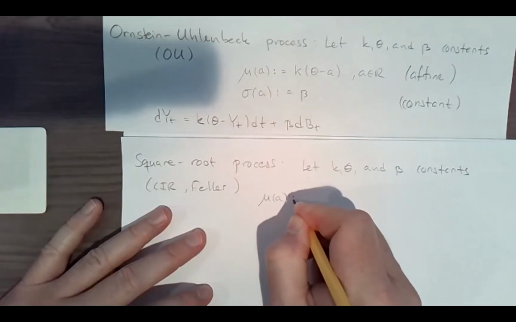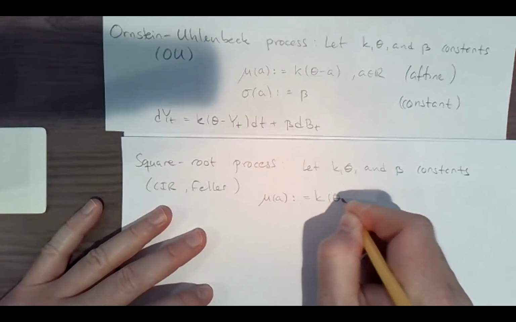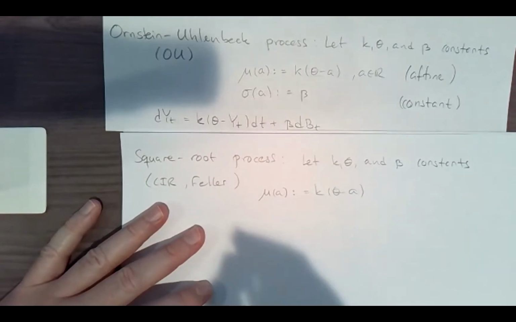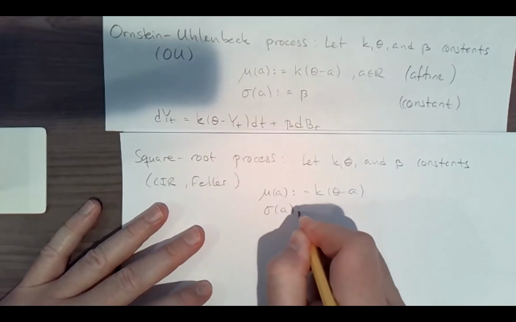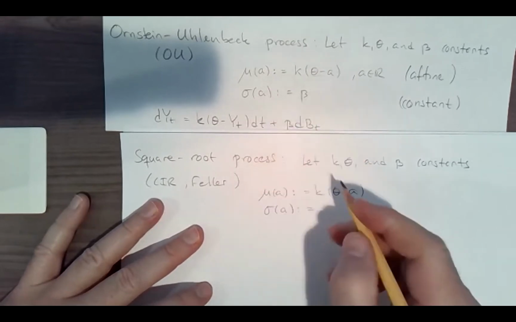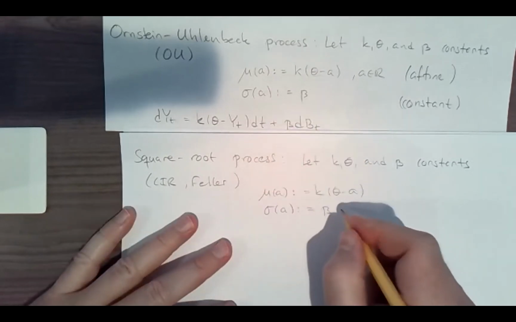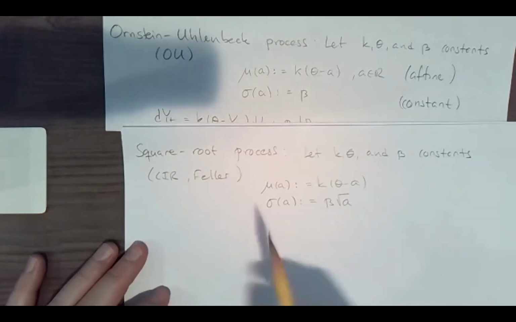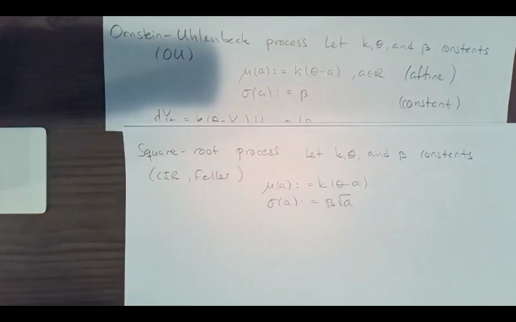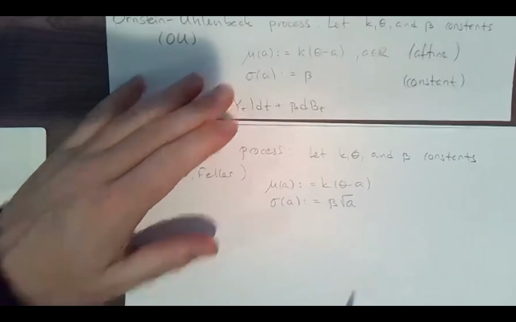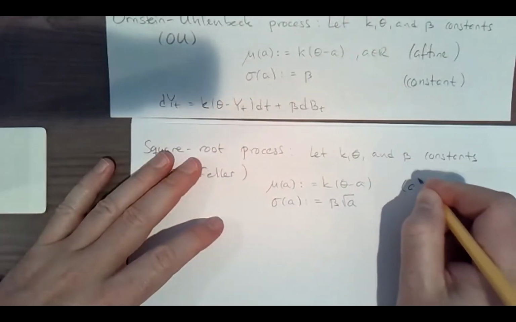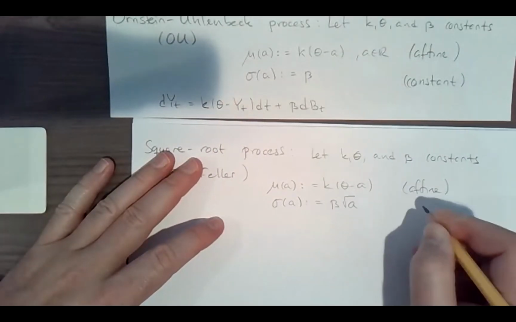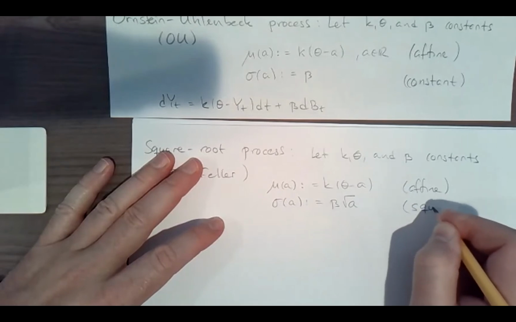Mu of A is kappa theta minus A, and the sigma, this is the new thing, is going to be beta, but now there's going to be a square root of A, and that's why it's called a square root process. This one here is affine, and this one here is a square root.